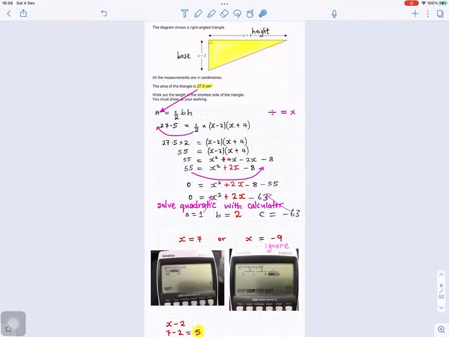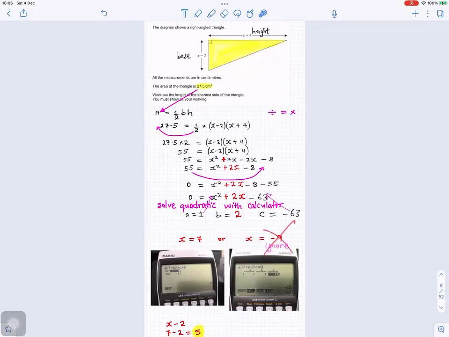So very, very important here. 4x minus 2x gives you the plus 2x. So you're going to choose the answer of x equals 7. Substitute that, 7 minus 2 will give you 5. So your answer is 5.